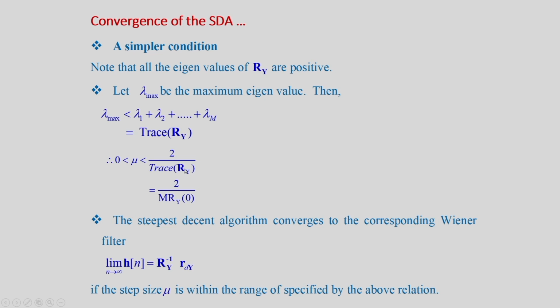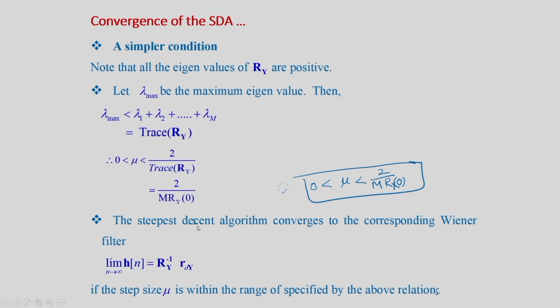Also, all the diagonal elements of Ry are Ry 0. Therefore, m diagonal elements are there. Therefore, this expression 2 by trace of Ry will be equal to 2 by m times Ry 0. Therefore, the simpler condition for convergence is 0 less than mu less than 2 by m times Ry 0. So, this is the condition for convergence. So, we have to select mu in such a way that it is less than 2 by m times Ry of 0.